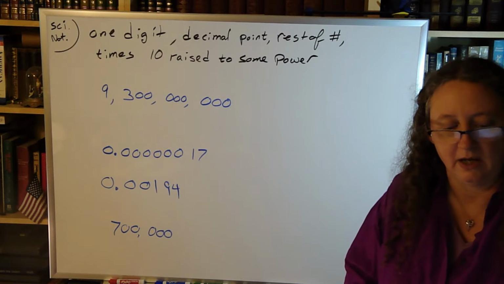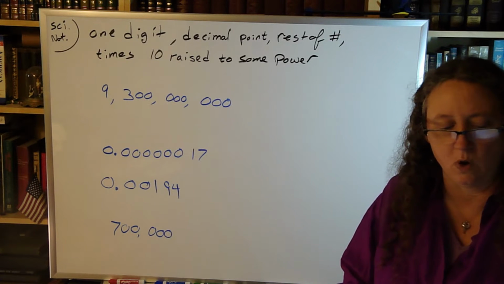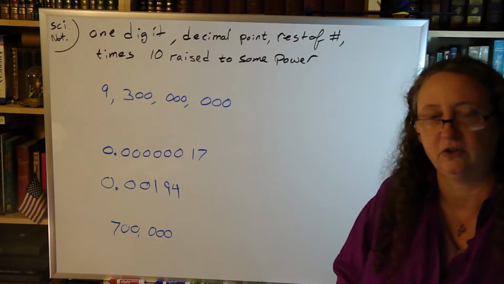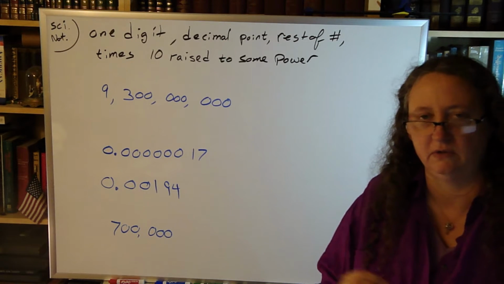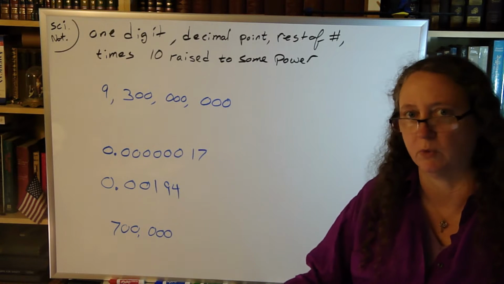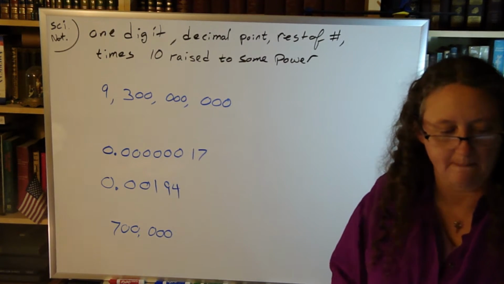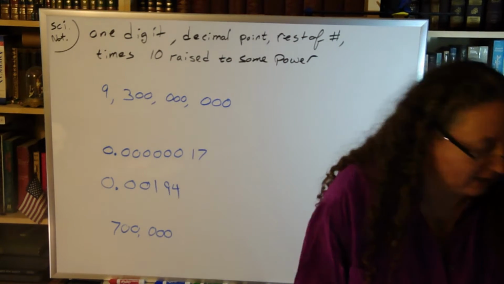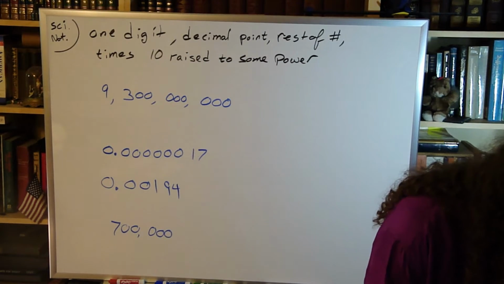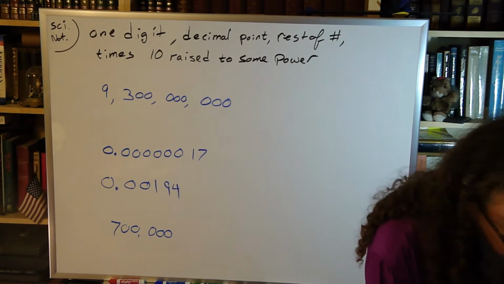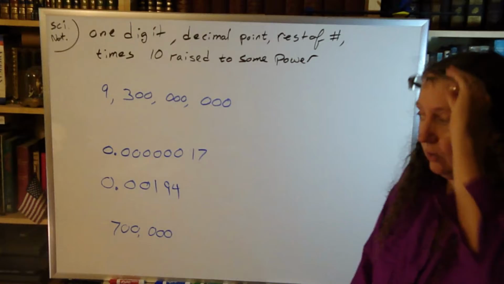The other one, I have 6.2101 times 10 to the negative 3. So you see the 6, 1 digit, decimal point, then the rest of the number, whatever it may happen to be, times 10 raised to a power. The exponent tells you how many places the decimal point should be moved, and it does not tell you how many zeros are in the problem.